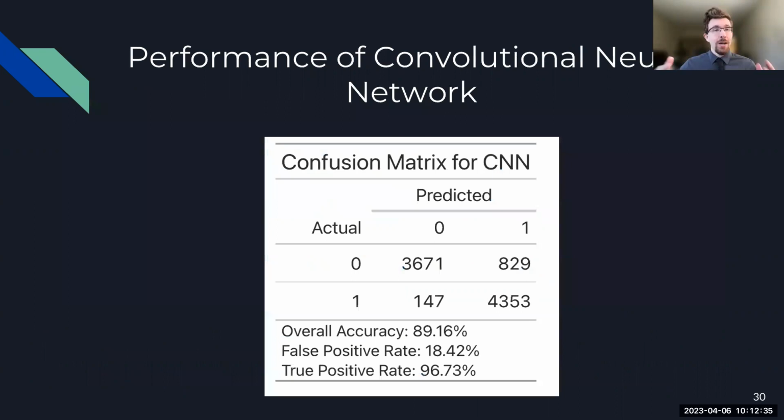And then here's how we did. Notice that the accuracy was 0.89, or 89%, worse than the descriptor, and we'll get into that in a minute. A false positive rate of about 18.4, true positive 96.73.